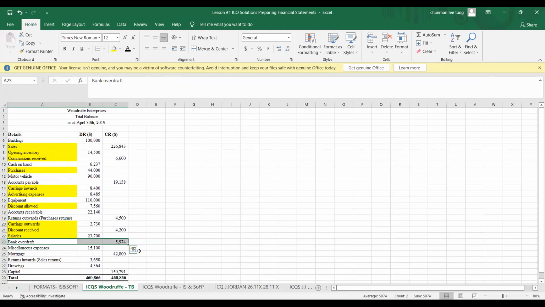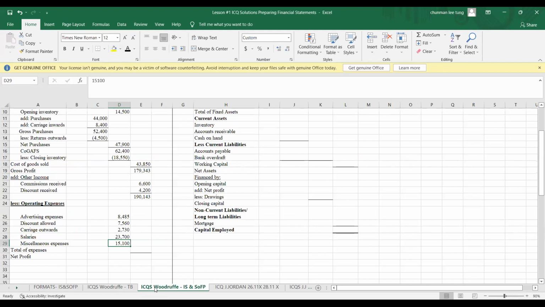We say this is a liability. Good. So we do not put it in. Miscellaneous expense, we accounted for that. Mortgage is a liability. You see this on the credit side already. We looked at return inwards. We established drawings is not an expense. So yeah, we basically did account for all our expenses.